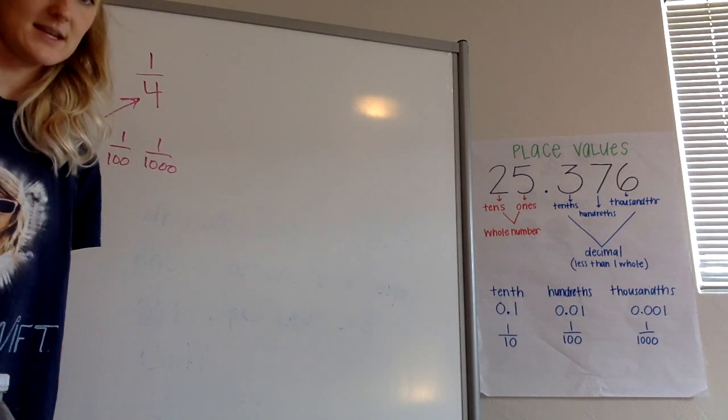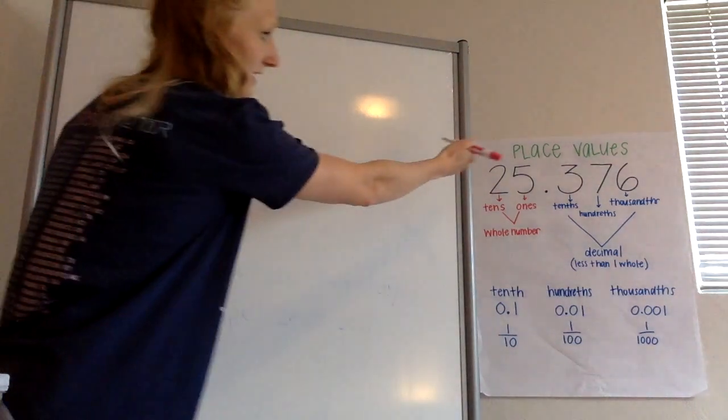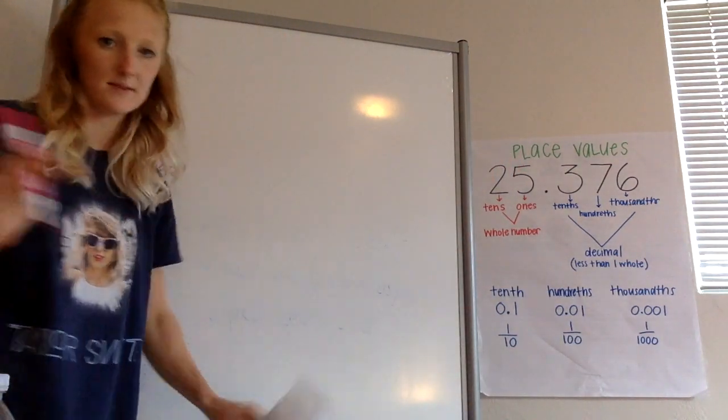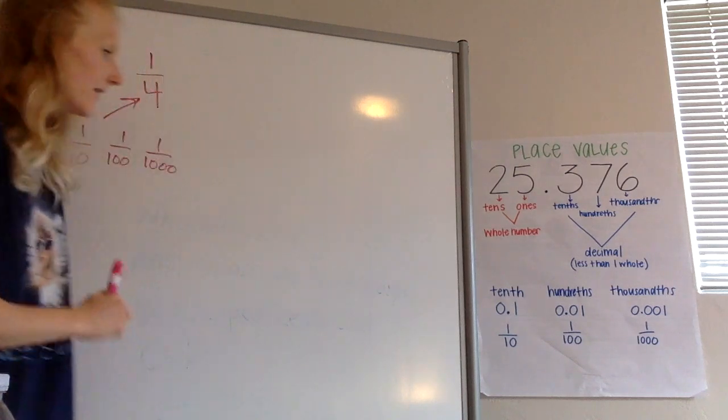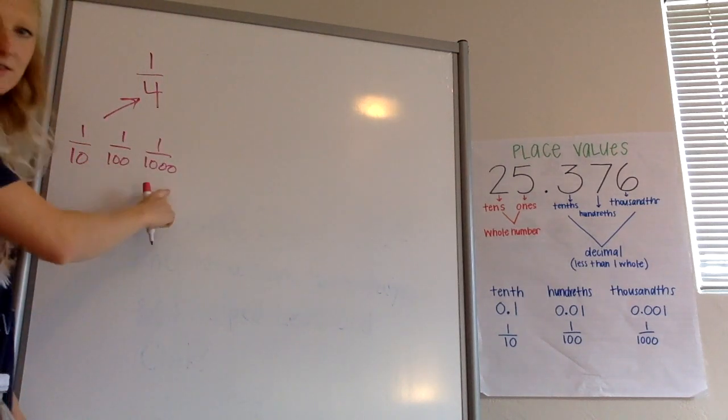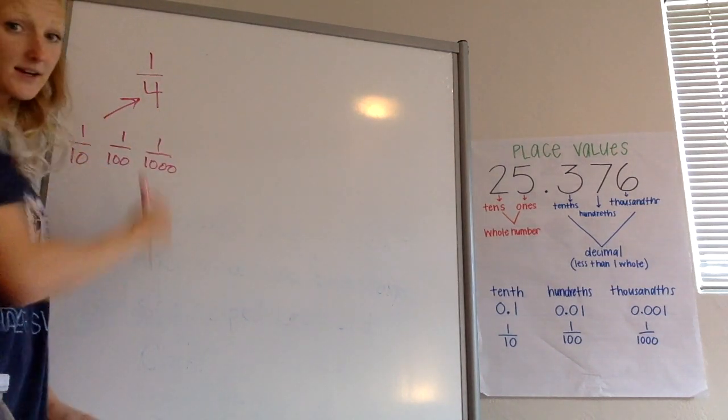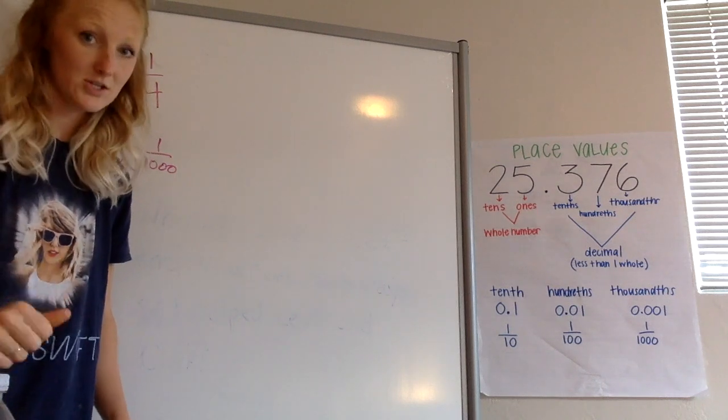That doesn't make any sense. You don't say like 25 and 3/4. No, that's not right, don't take that out of your brain. It needs to be tenths, hundredths, or thousandths. So I need to make this 4 into tenths, hundredths, or thousandths.